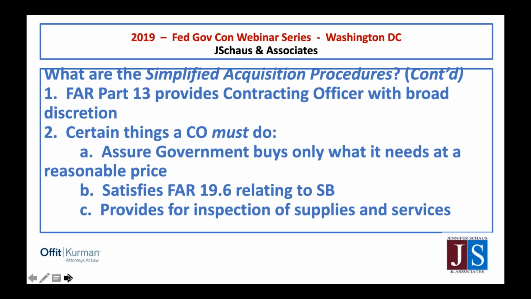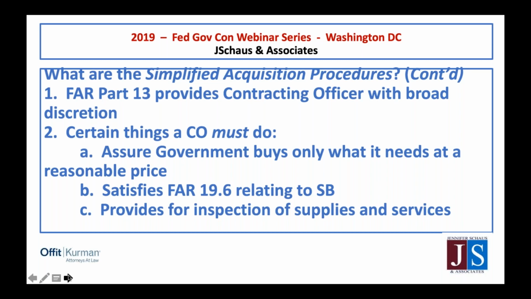Okay, so what are the procedures? We're continuing with that. Okay, so FAR Part 13 provides the contracting officer with broad discretion to determine what procedures he or she wants to use. And unlike FAR Part 15, contracting by negotiation, it's the contracting officer that's making these decisions. It's not a source selection authority where you might have a number of people involved. It's the contracting officer. What must the contracting officer do when it engages in a simplified acquisition process?